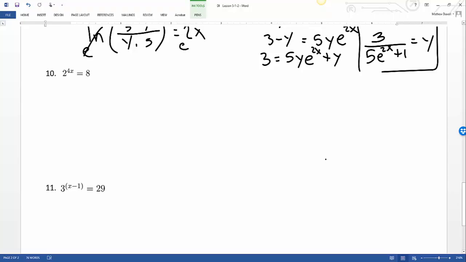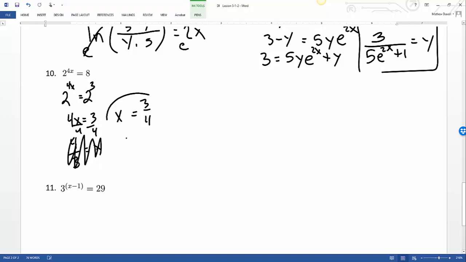For number 10, solving this exponential equation, you need to make the bases the same. So this is 2 to the 4x, and I can make this the same. Now, if you can't, remember you got to take log both sides and solve it that way. But now that the bases are the same, you can assume the exponents equal each other, and so, whoops, divide both sides by 4. Little dyslexic.